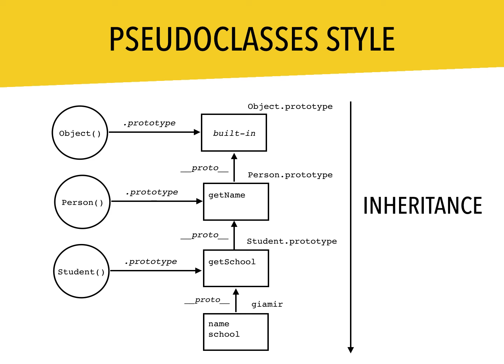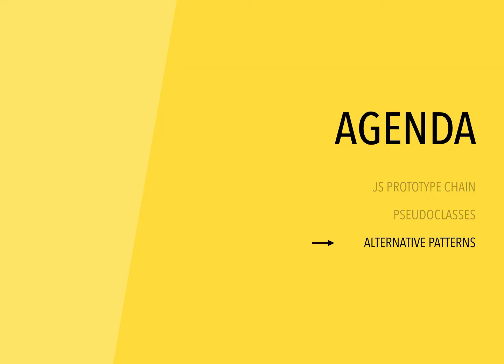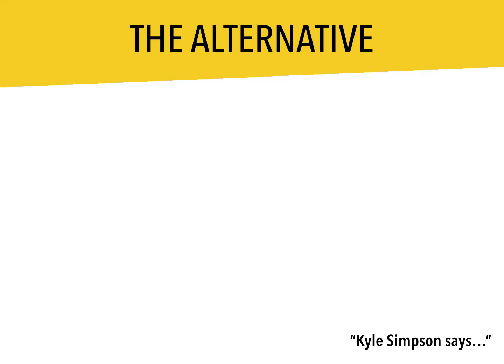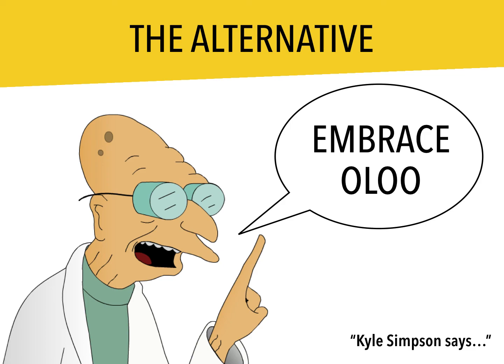Here, instead, if Jamir doesn't know something, it says, okay, let's try to see if the element above me knows that property or that method. So this is more like delegation. So now that we understood that, we can explore alternative patterns. So the question is, do we really need to fake classes in JavaScript? There are alternatives out there, and one of them is embracing OLOO.